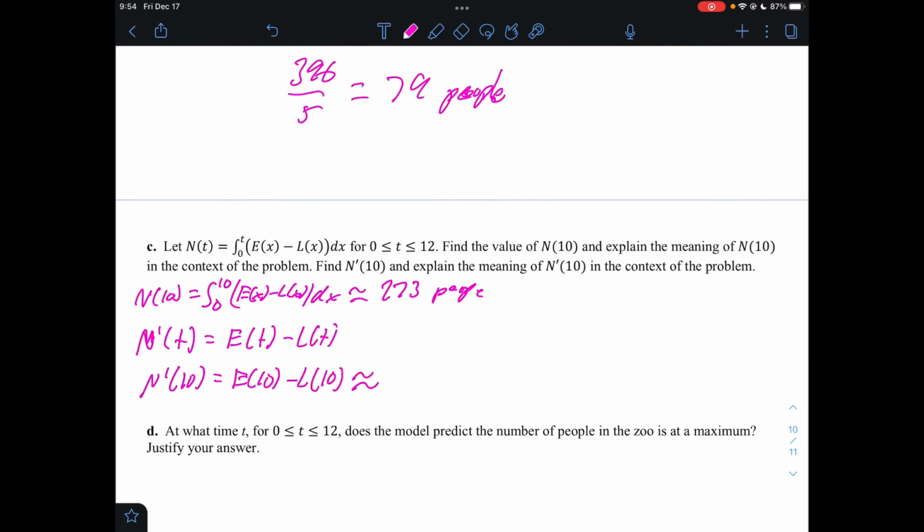And you should get about 6.228 people per hour. So what does N prime of 10 represent? It represents that the number of visitors in the zoo is decreasing by approximately 6.228 people per hour at time t equals 10 hours, or at 6 o'clock p.m.